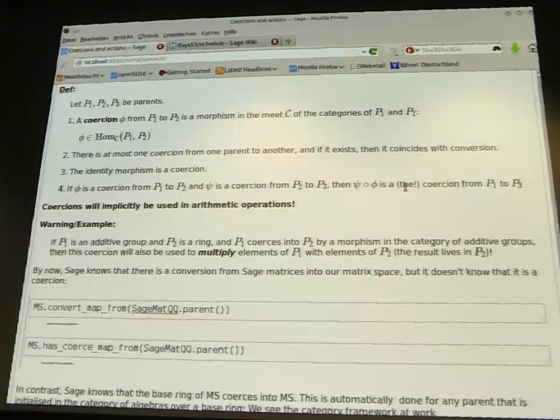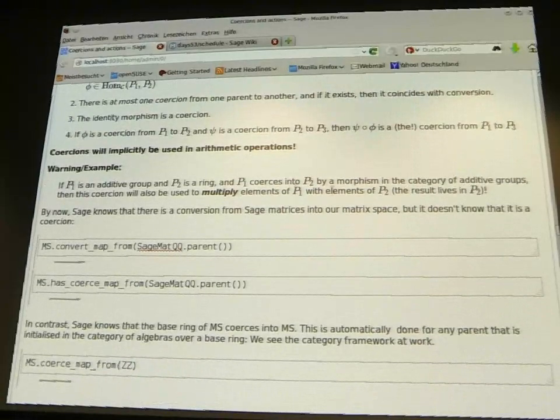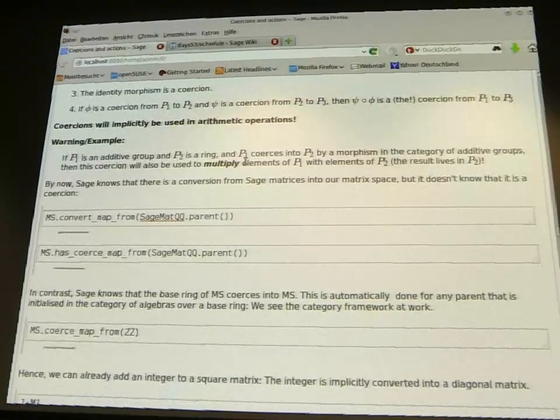So coercions will implicitly be used in arithmetic operations. Here's some warning, maybe some shortcoming. It may very well be that P1 is an additive group and P2 is a ring. So maybe you can coerce P1, the additive group, into the ring. In the ring you can do multiplication. And because there is a coercion of this additive thing into a ring, you would then be able to multiply an element of the additive group with a ring element. This may be something that you would not want to happen. So far the coercion framework of Sage would not distinguish between these categories. So if there is a coercion, then it will be used for any arithmetic operation.